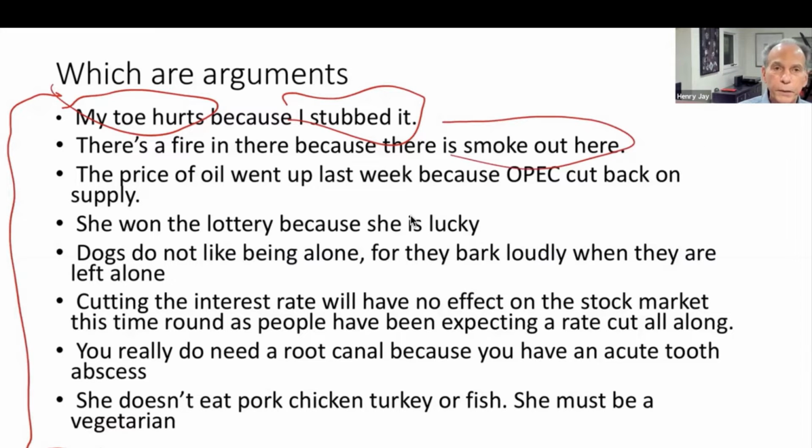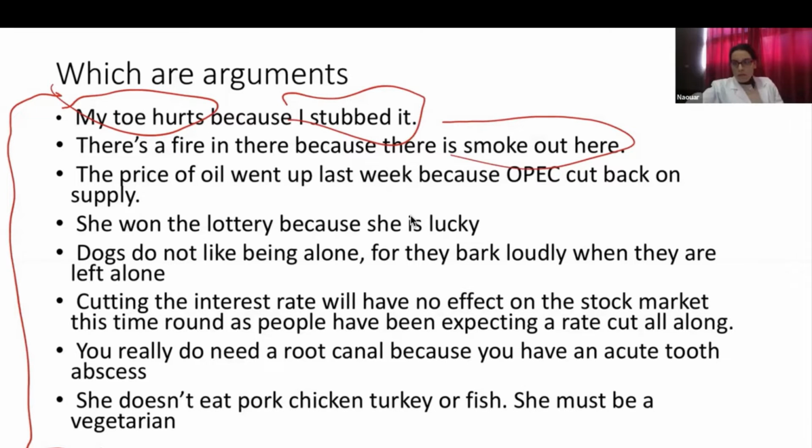The price of oil went up last week because OPEC cut back on supply. Is that an explanation or an argument? It could be both, Professor. Well, tell me, why do you think it's both? An expert who is telling this, it is a fact, but if we are just talking between friends, what is the position?